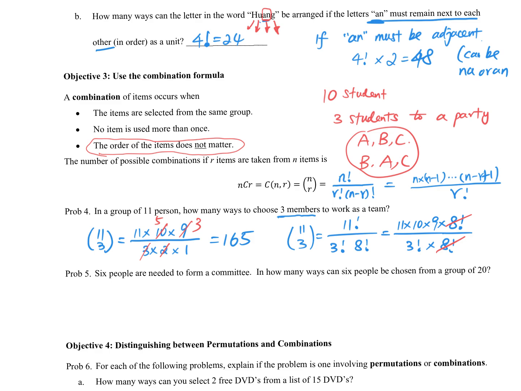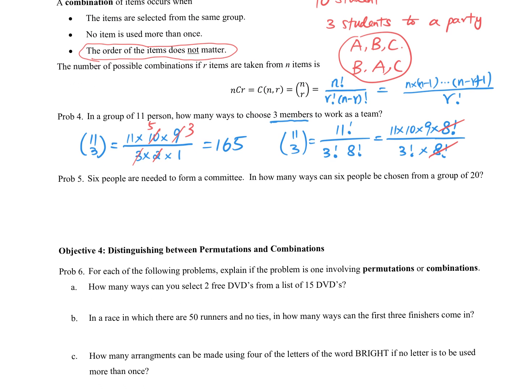Okay, so next, 6 people are needed to form a committee. In how many ways can these 6 people be chosen from a group of 20? Again, pause the video if needed, give it a try, and then here's the solution. It doesn't say any detail about this committee, so we'll consider that the order doesn't matter.